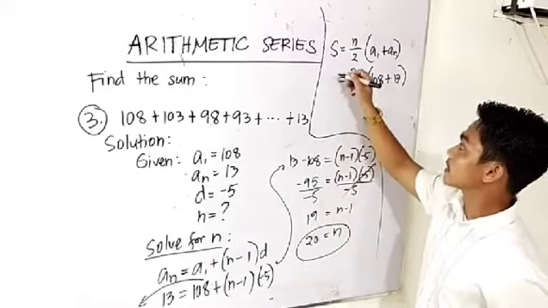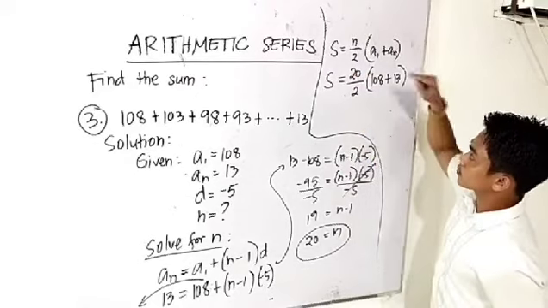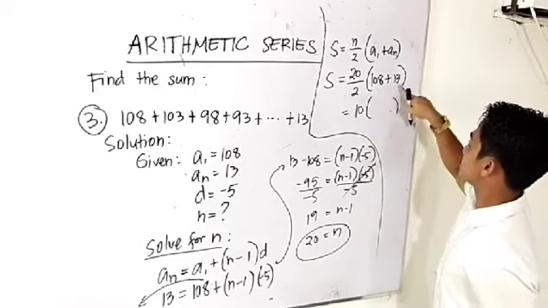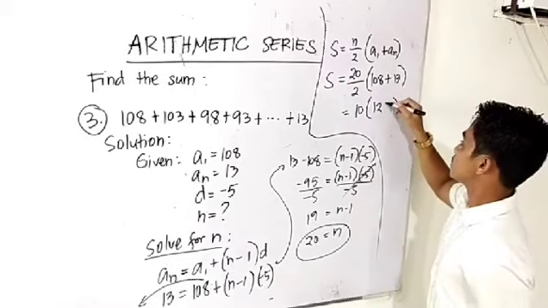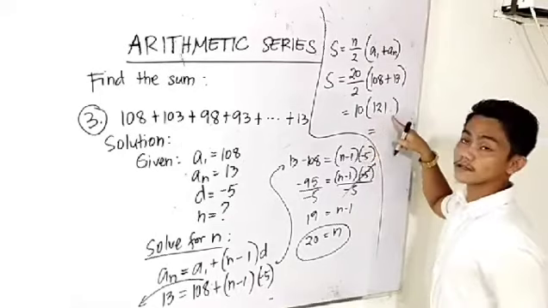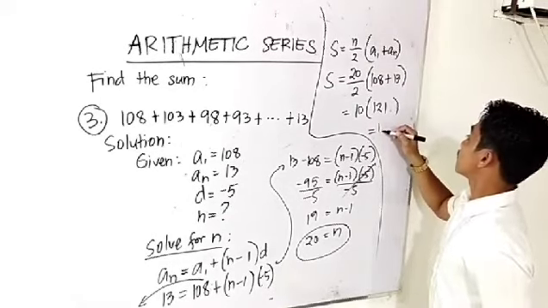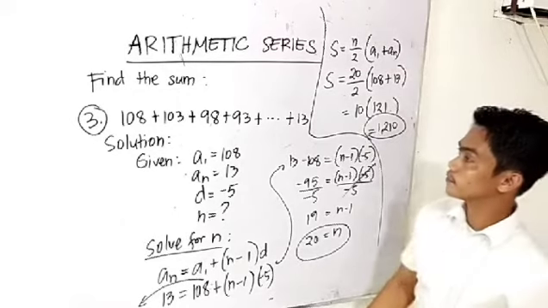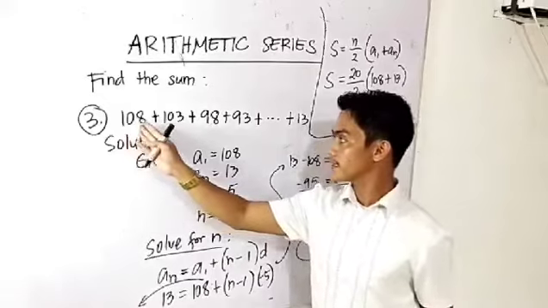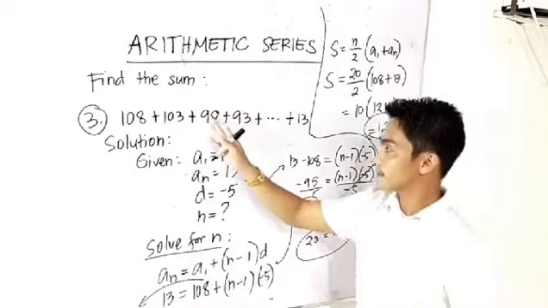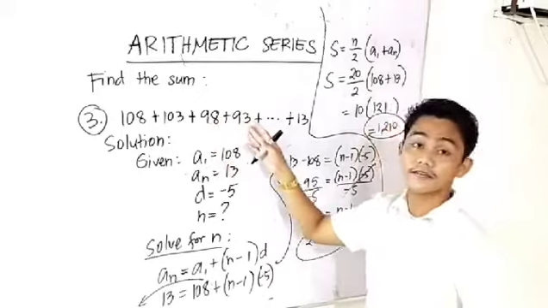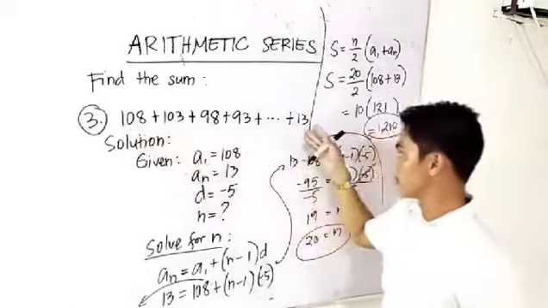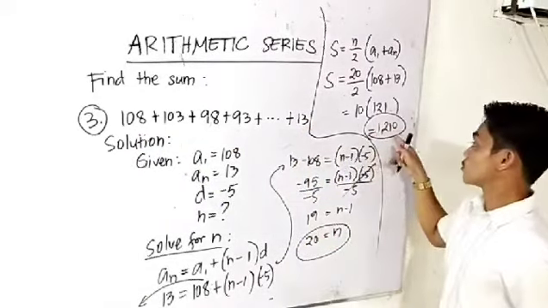Okay, we have a complete information. Masosolve na natin yung ating sum. So what is the sum now? 20 divided by 2 is 10 times 108 plus 13 is 121. So 10 times 121 is 1,210. Therefore, the sum of these numbers from 108, 103, 98, where it goes down by 5, until 13, the sum of all these numbers is 1,210.